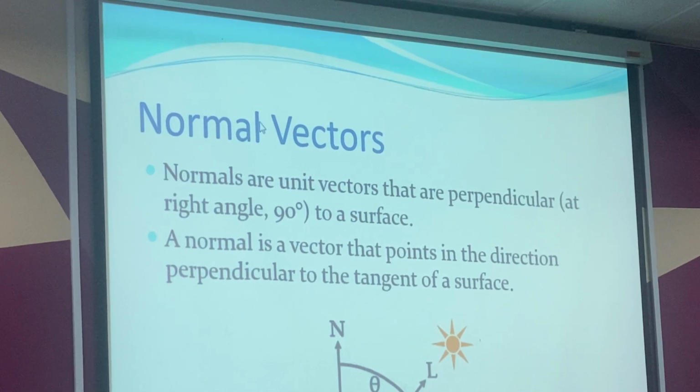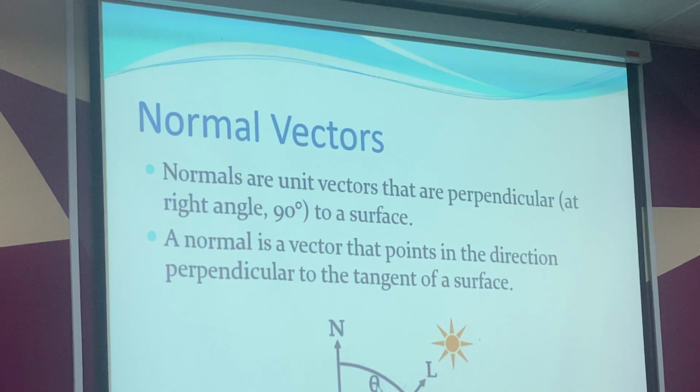Normals are the unit vectors that are 90 degree to the surface. This line is the surface of the object. So you draw one vector up with 90 degree from the surface. This is your normal. Then this is your light source, the light is L. The angle between your light source that hits the surface and your normal, this angle theta, we call it AOI.